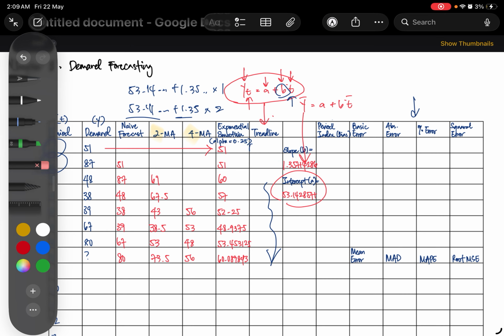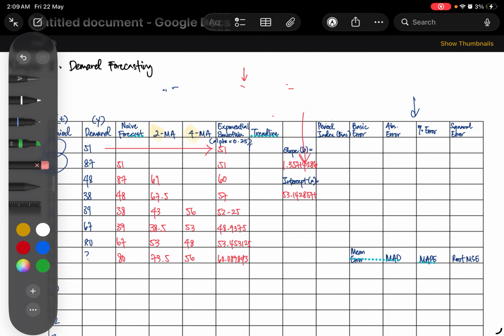By the way, I will be writing the answer for trend line. So if you want to practice, then please pause the video, because I need the trend line in order to calculate the period index. Okay, so I'm going to be writing it down now. Pause the video anytime, just giving you a little heads up.